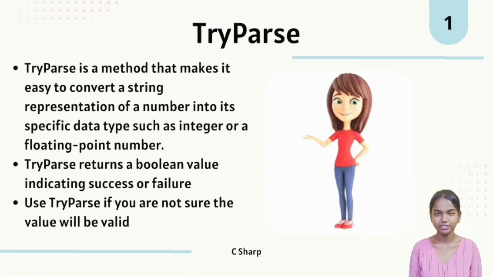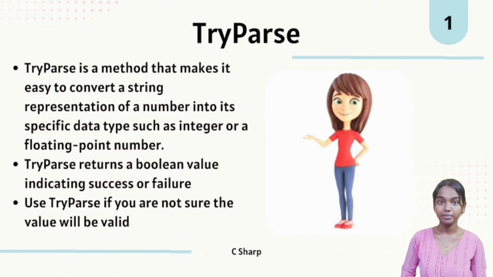Hello, myself Bhuvishnu. I'm going to speak about the topic TryParse. TryParse is a method commonly found in programming languages like C# that attempts to convert a string into a specified data type such as an integer or a floating point number. TryParse method returns a Boolean value that indicates whether the conversion is successful or failed.